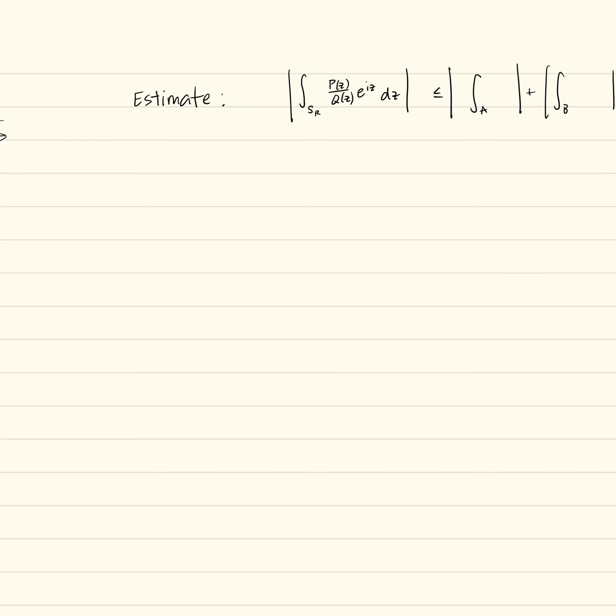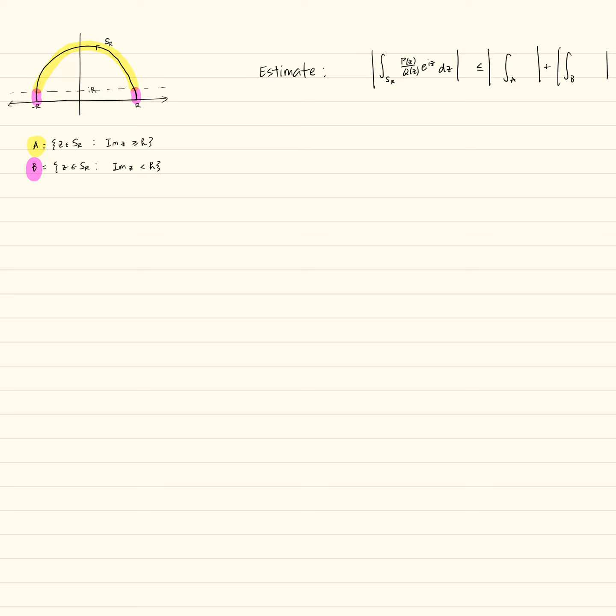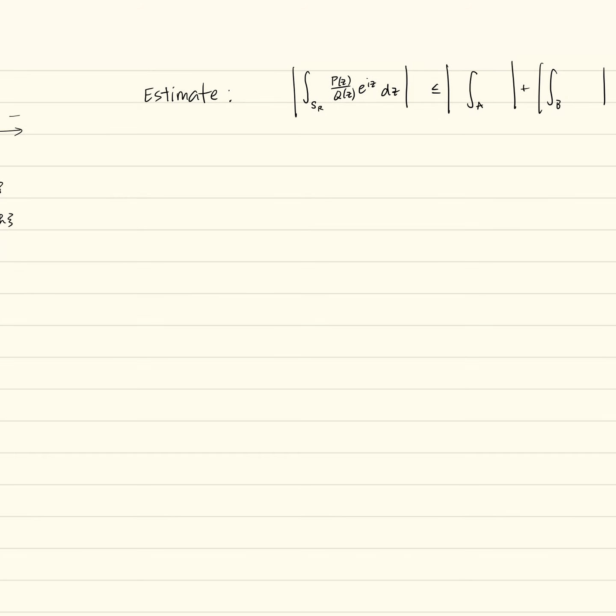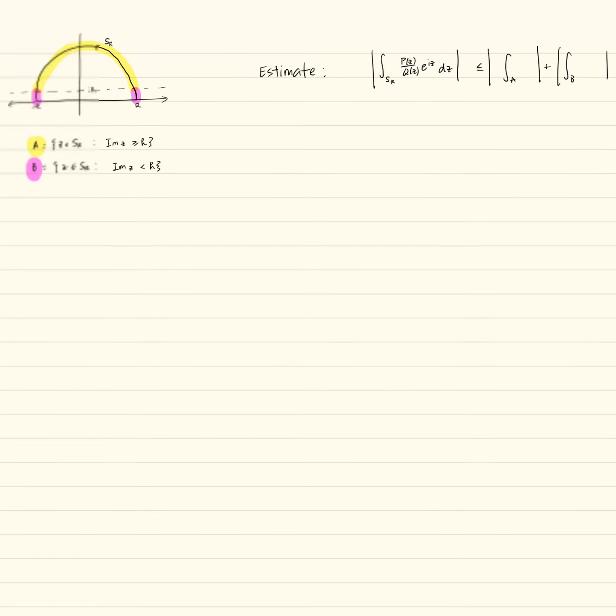So we're just using the triangle inequality. Clearly the integral over all of S_R is going to be the integral over A plus the integral over B. And then I just used my triangle inequality to get this. So let's see here. So the integral over A, let's do that. P(z)/Q(z) e^(iz) dz.